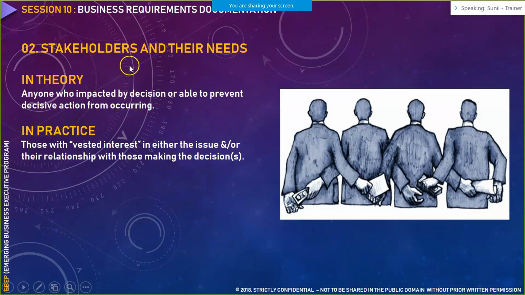The next element is stakeholders and their needs. So first would be your business justification, the problem statement, wherein you would define your business need. And second element would be your stakeholders and what is their need.